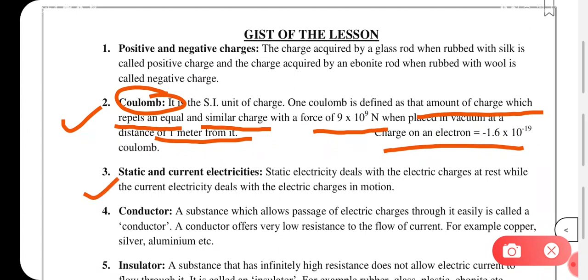Okay. Now the next point, static and current electricities. Static electricity deals with the electrical charges at rest, while current electricity deals with the electric charges which are in motion.